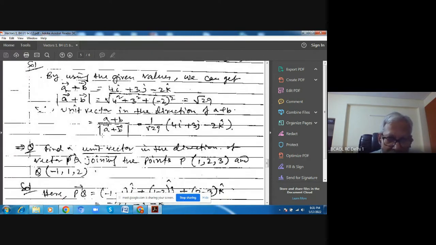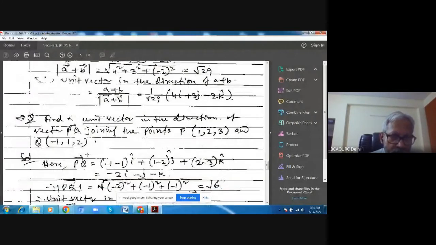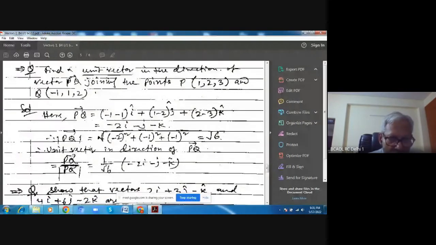But in this case points are given, right? And the direction of the points given is P to Q, PQ. This means this is the PQ joining points, not P plus Q, because it is a joining point. So as we know how to define it, as per the formula you have to add it, and then so.